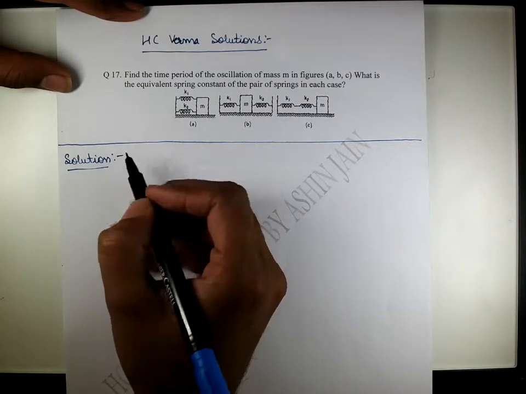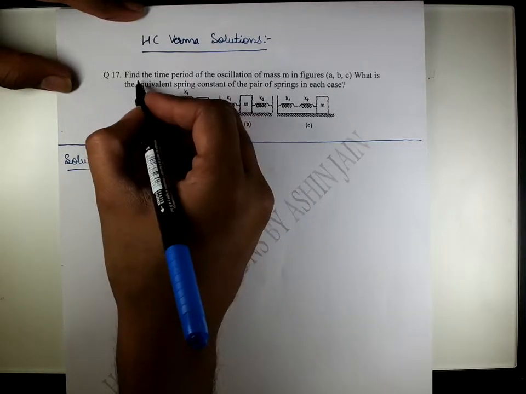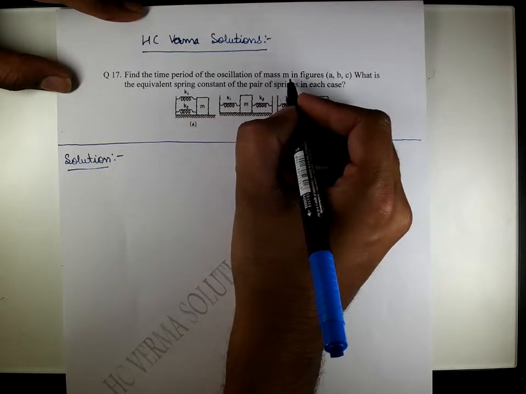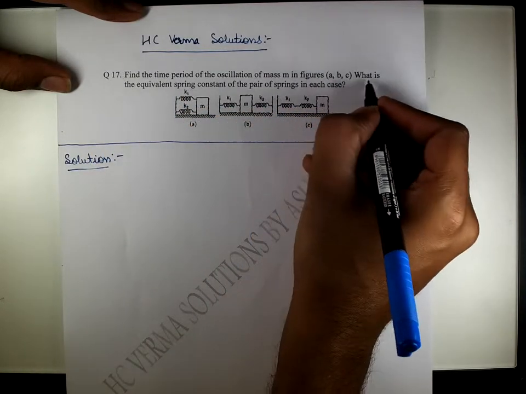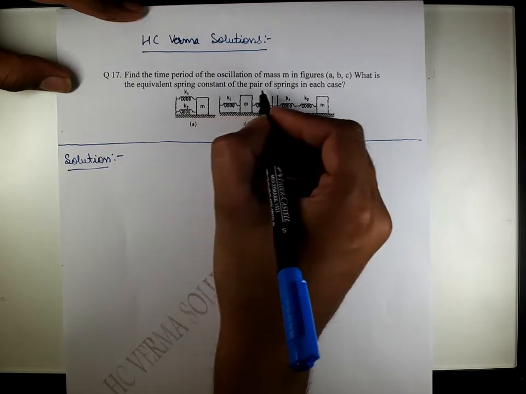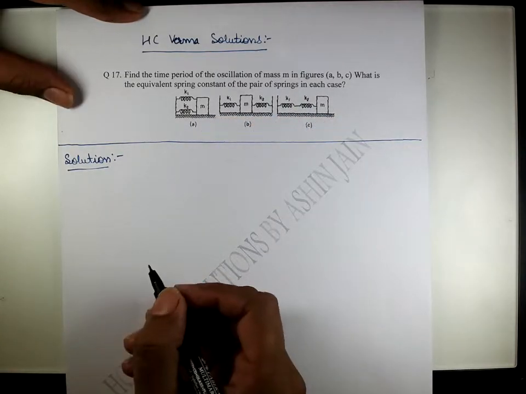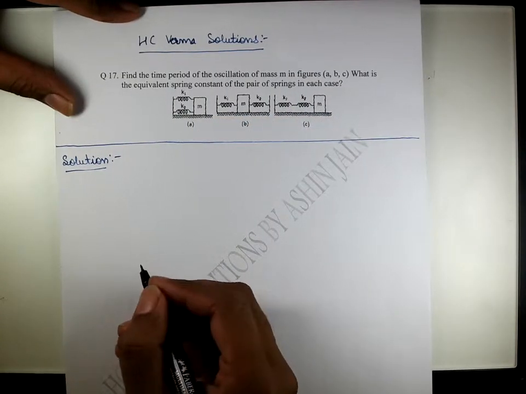Question number 17, H.C. Verma, SHM. Find the time period of oscillation of a mass m in the figures A, B and C. What is the equivalent spring constant of the pair of springs in each of the following cases? Let's consider these cases.